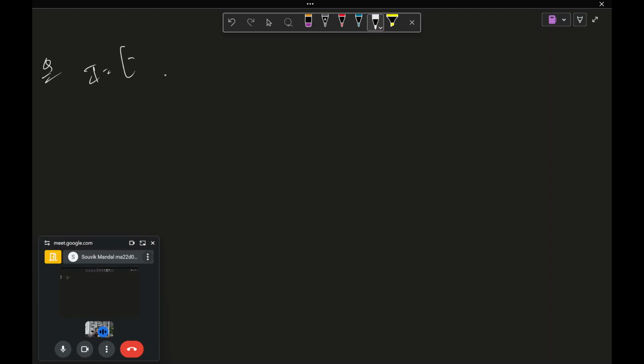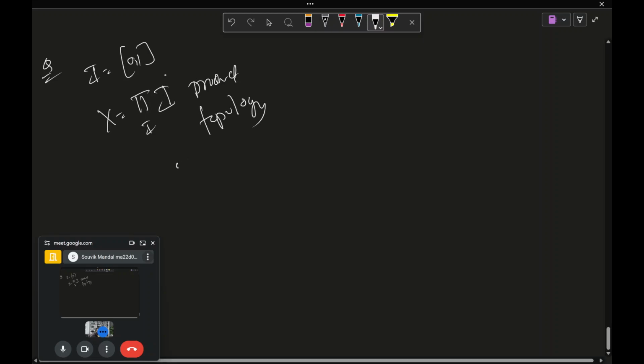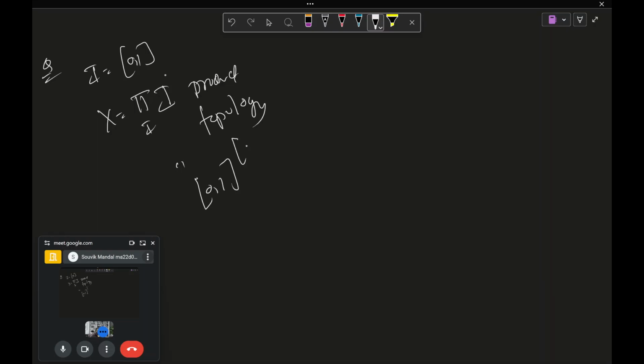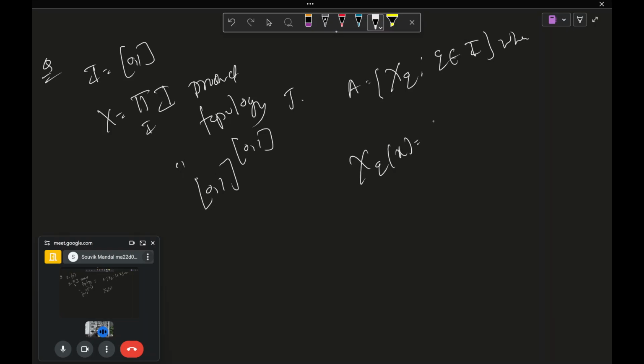Let I be the closed interval [0, 1] and X equal to the product over I of the two-point space. Define, for each q in I, psi_q of x equal to 1 if x equals q, and 0 if x is not equal to q.